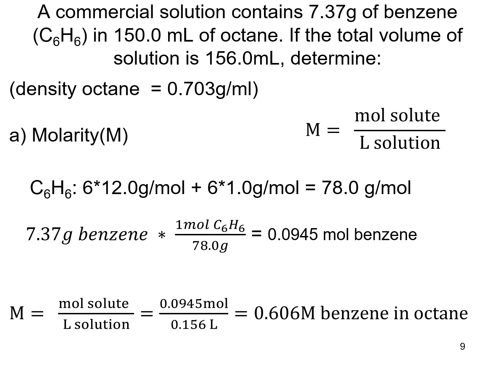Now, first of all, we need to find the moles of solute. So to get the molecular weight, I just added up 6 carbons and 6 hydrogens to get 78 grams per mole. Since we have 7.37 grams of benzene, we have about 1/10 or 0.0945 moles of benzene. Now, when we're doing molarity, we're going to put moles over the liters, 0.0945 moles over the volume of the entire solution of 0.156 liters to get 0.606 molar benzene in octane.